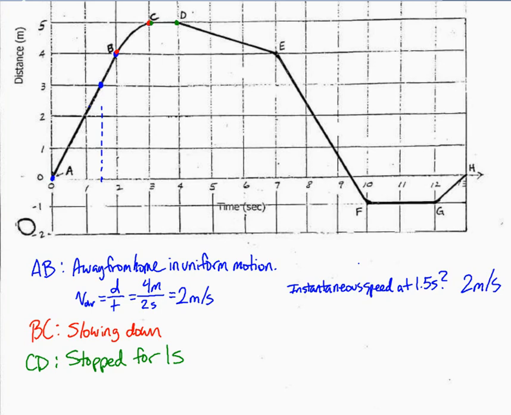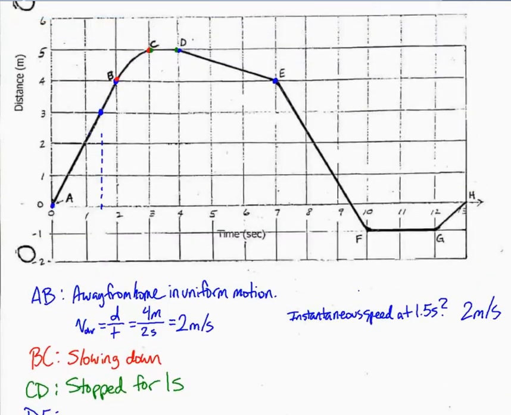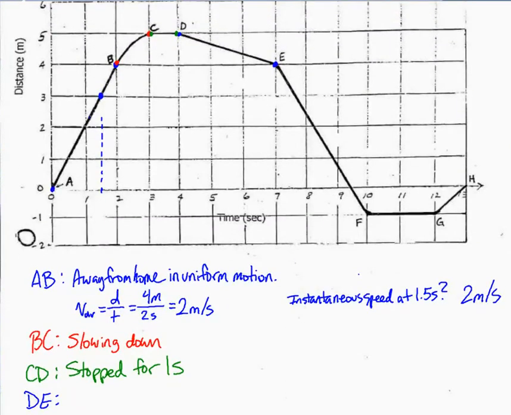I'm going to go back to blue for the next one. We are looking at section D, E. Scroll up and down here. For section DE, what's going on here? A couple of things that we could notice. It is a straight line, which tells us constant speed or uniform motion.